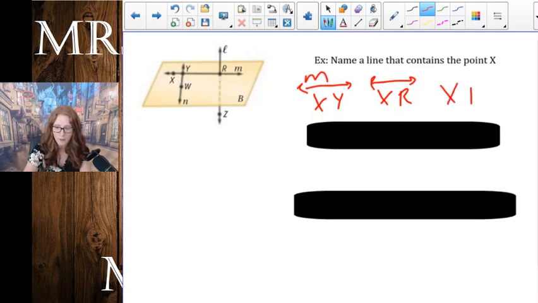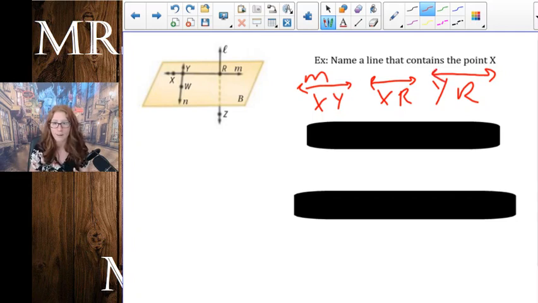Now, I have written 4 different ways to write this one line. One of those 4 is not more right than the other. They're all simply different. So you can choose if you want to use the cursive letter or 2 points. That's up to you. But I wanted to point out all 4 ways to do it.